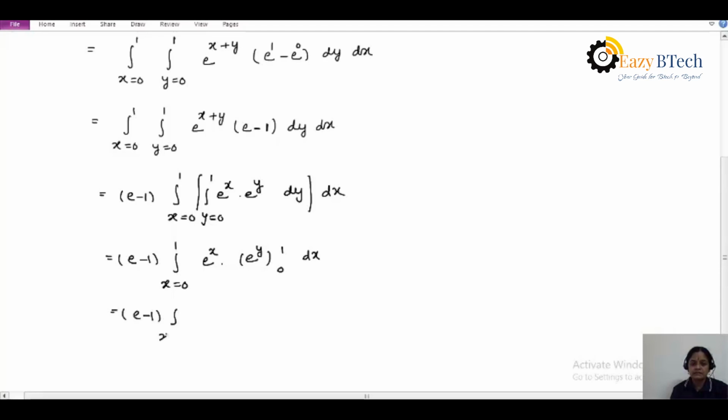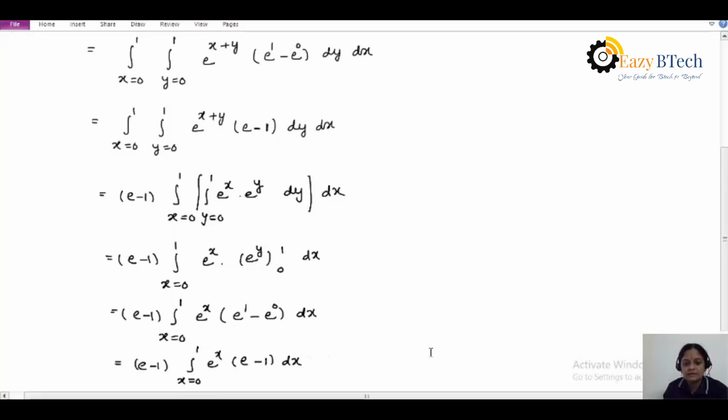Then integral x is equal to 0 to 1, e power x, e power 1 minus e power 0, and again dx. Then again doing the substitutions. After substitutions, e minus e power 0 is 1. Then again making e minus 1 as a common factor here.